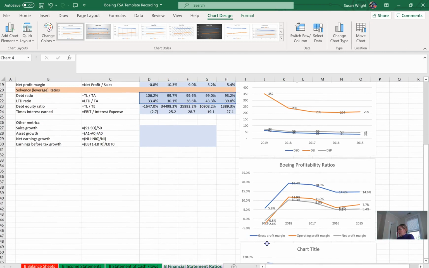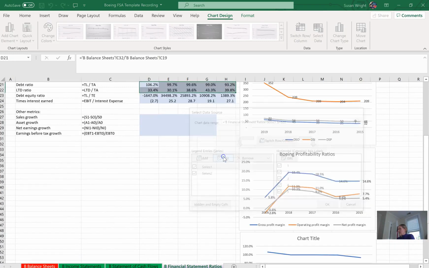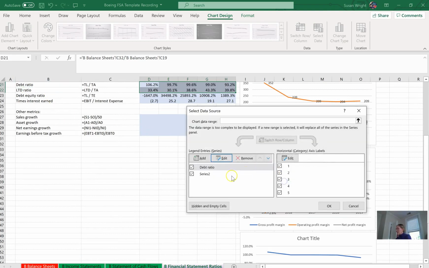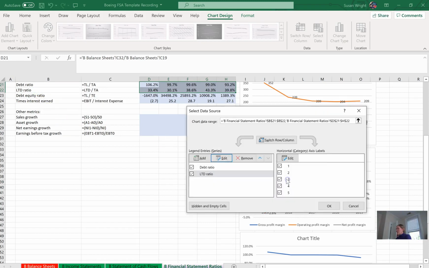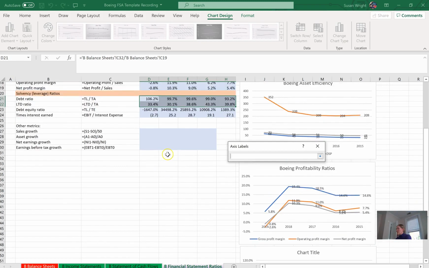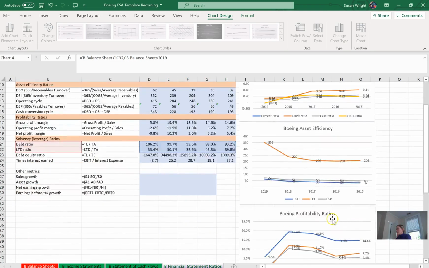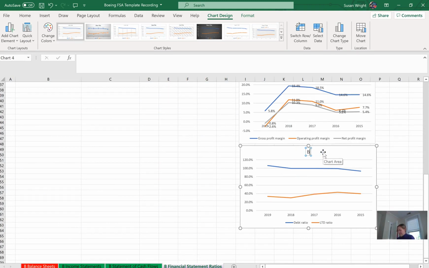I'll put them right here, and clean them up a little bit. Right click, select data, edit. Series 1 is the debt ratio. And Series 2 is long-term debt ratio. And you can edit your years. Let's clean up our title. And add some data labels.